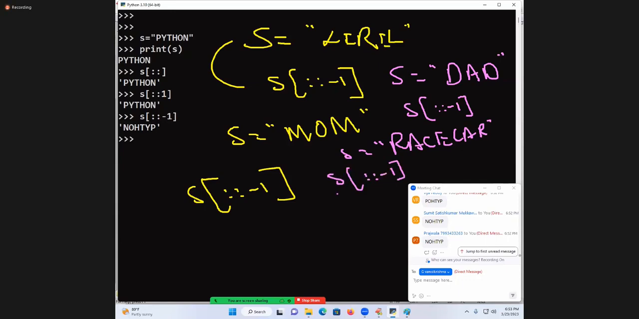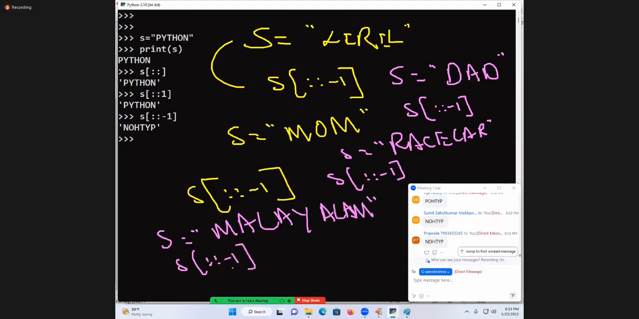I am keeping everything in front of you. S is equal to what you know? Malayalam, MALAYALAM. What is S colon minus 1? What does this minus 1 indicate? Backward direction. Which direction does it indicate?